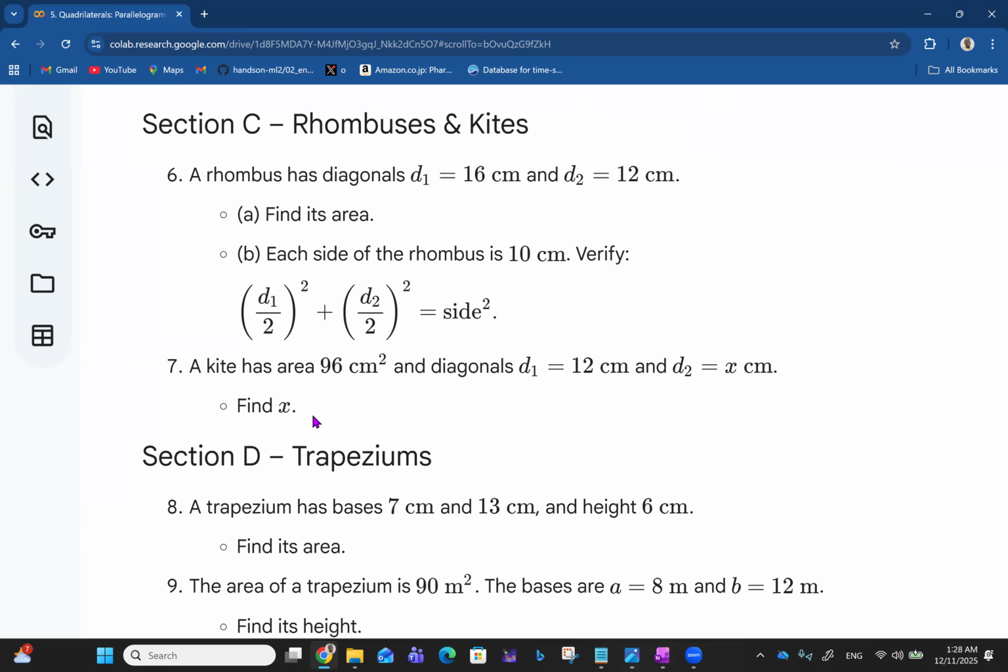So a kite has area 96 centimeters squared and diagonals are D1, 12, and X. Find X. So 96 is equal to half times 12 times X. That's like 6X. So X itself will be 16, I think. So D2 is 16 centimeters.